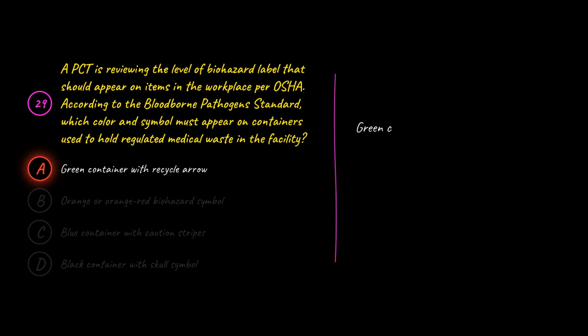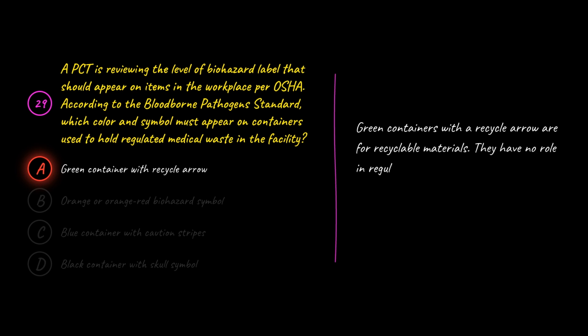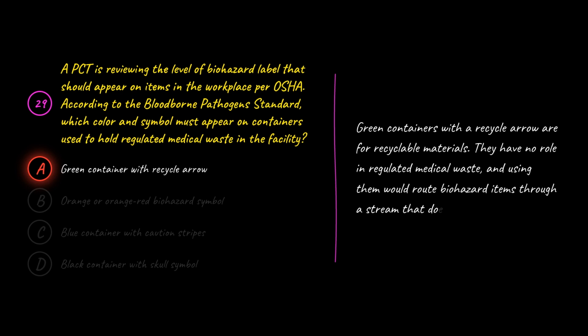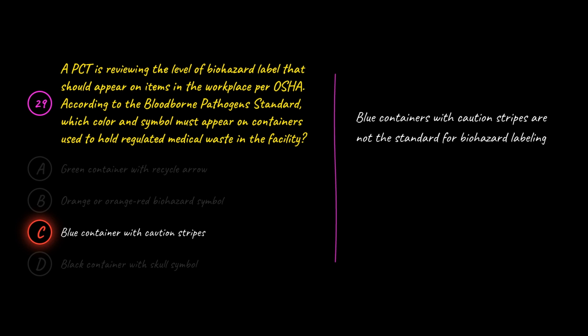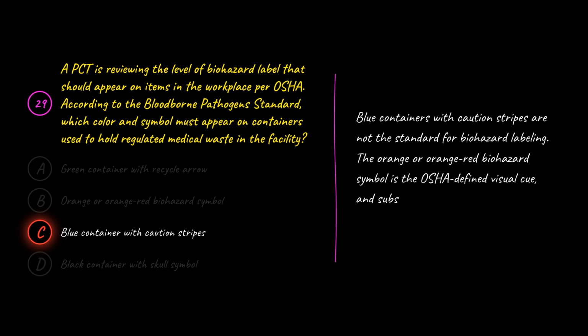A is wrong because green containers with a recycle arrow are for recyclable materials. They have no role in regulated medical waste, and using them would route biohazard items through a stream that does not include the required treatment steps. C is wrong because blue containers with caution stripes are not the standard for biohazard labeling. The orange or orange-red biohazard symbol is the OSHA-defined visual cue, and substituting blue would fail the labeling requirement entirely.